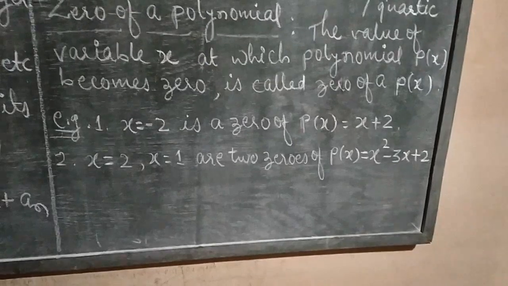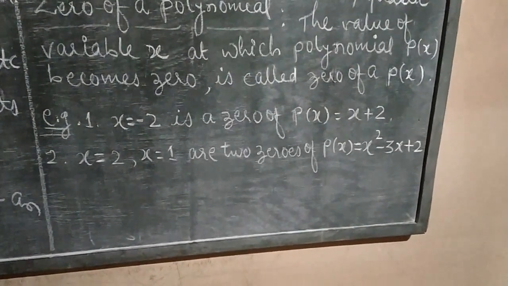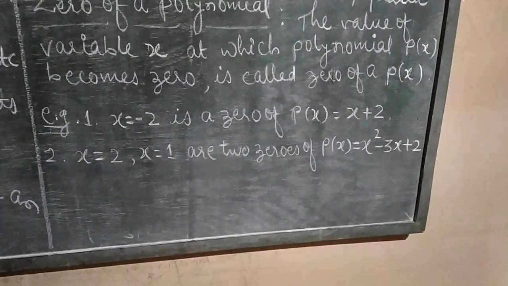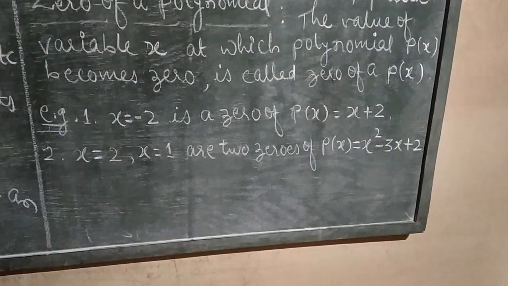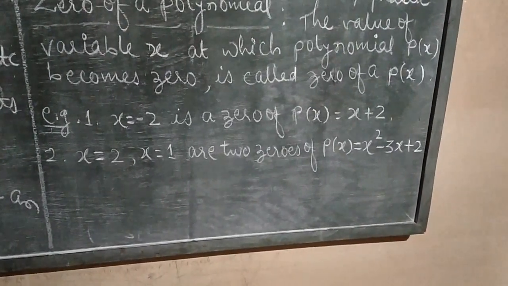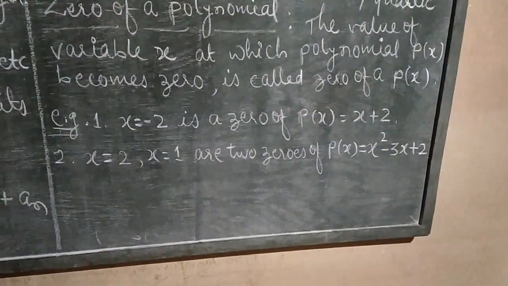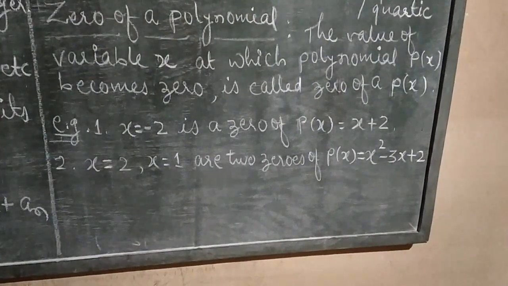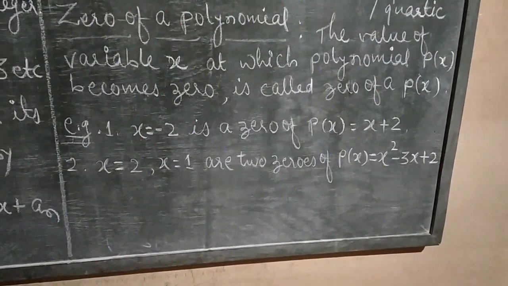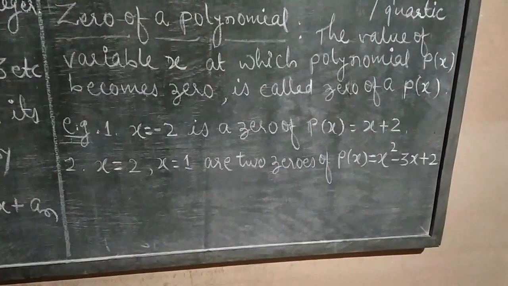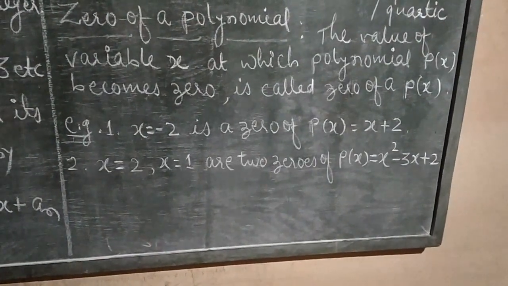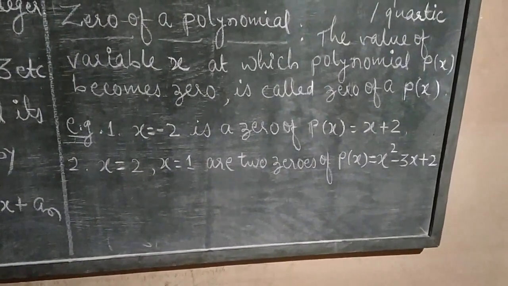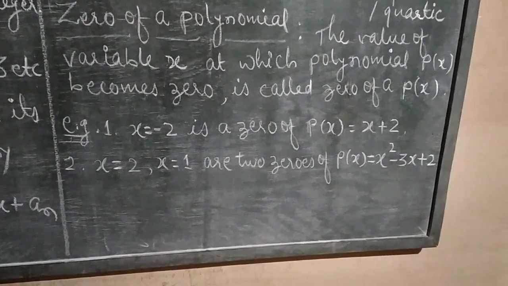Now take the second example. p of x equal to x square minus 3x plus 2. If we put x equal to 1 here, 1 square will be 1, minus 3 into 1, minus 3, plus 2. 2 plus 1, 3. 3 minus 3, that is 0. So x equal to 1 will be a zero of the polynomial. Again, if we put x equal to 2 there, 2 square, that is 4, minus 3 into 2, that is 6, and plus 2. So 4 plus 2, 6, minus 6, that is 0. So again we are getting p of x equal to 0 at x equal to 2. So this polynomial contains two zeros, x equal to 1 and x equal to 2.